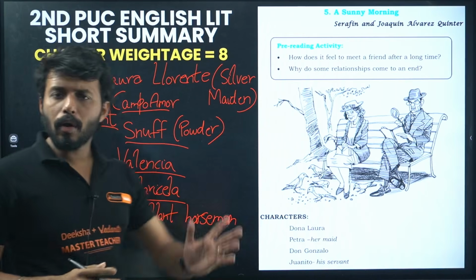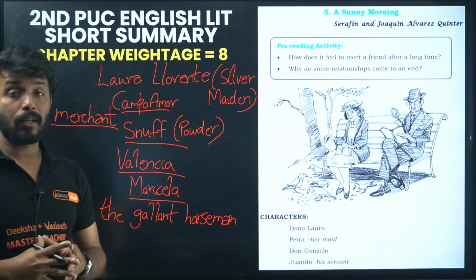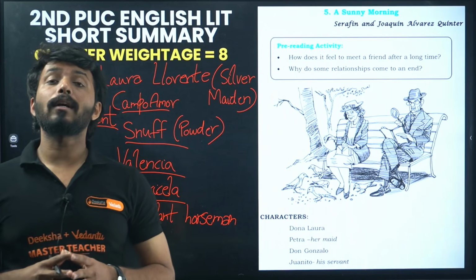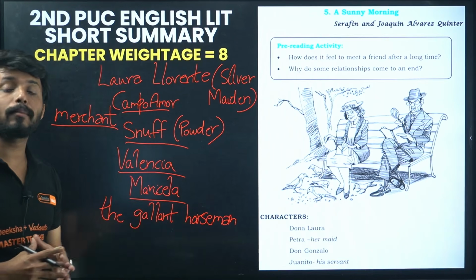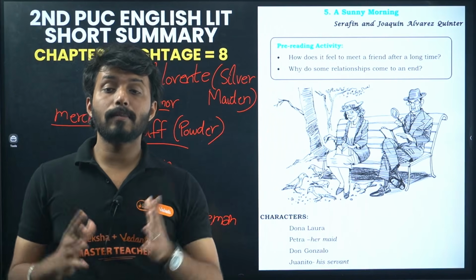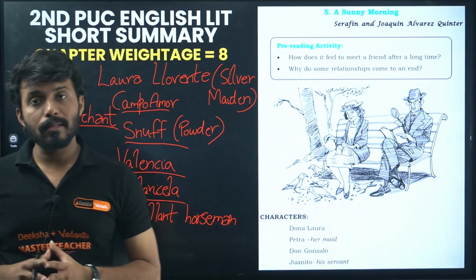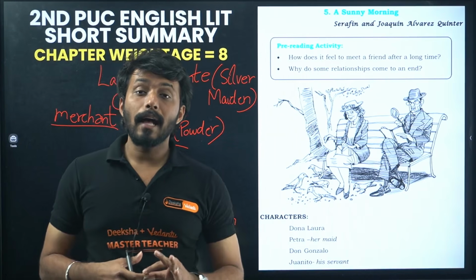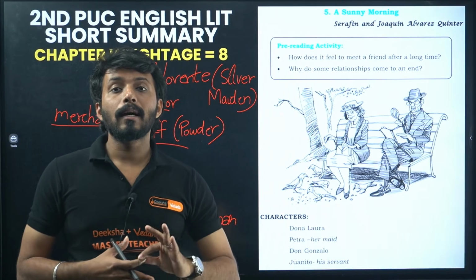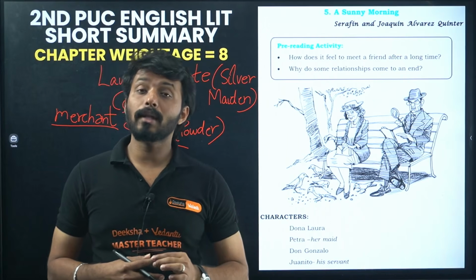So Laura Lorente was not interested, but the parents of Laura Lorente wanted her to be married off to this wealthy merchant. And one fine day, as the gallant horseman, that is our Don Gonzalo, travels, he throws a bouquet of flowers, just like the other days. And this wealthy merchant catches hold of this gallant horseman, that is Don Gonzalo, throwing the flowers.